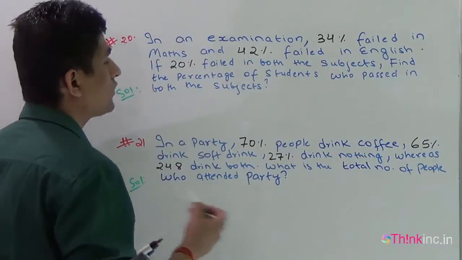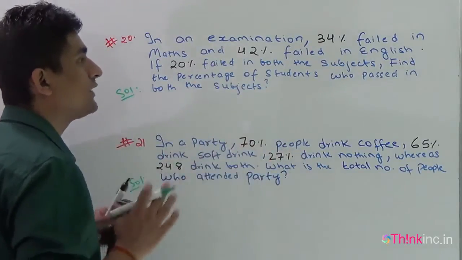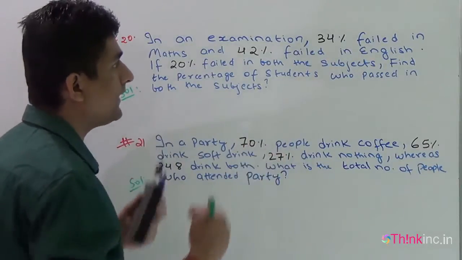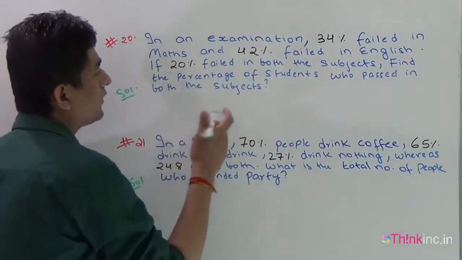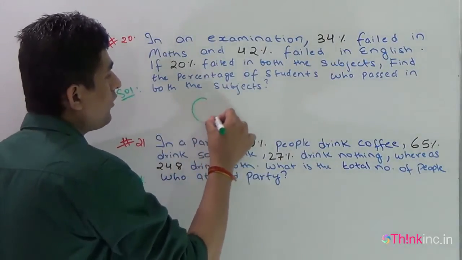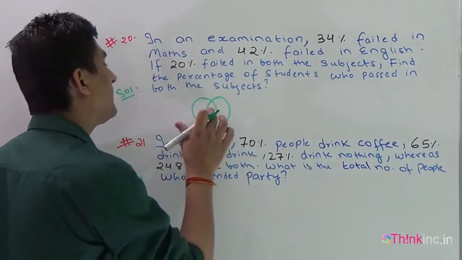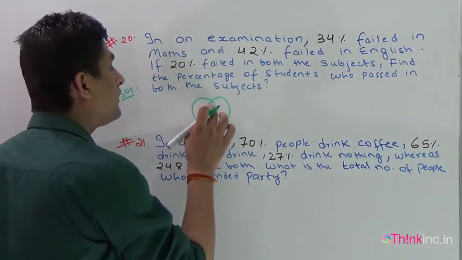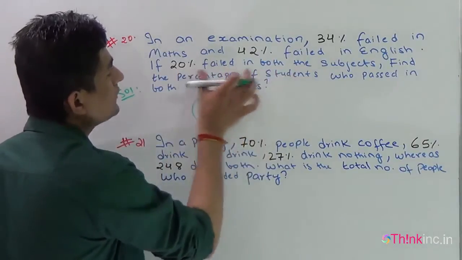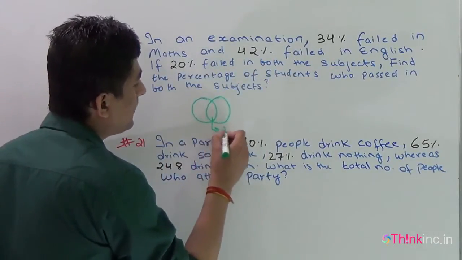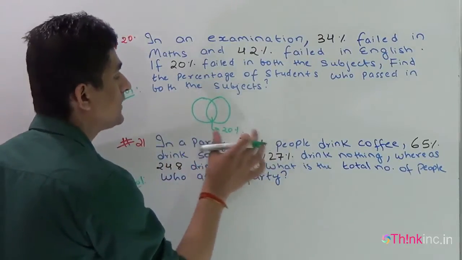For solving questions, we have to first draw a Venn diagram, so that we can easily interpret what the question wants to say. While drawing a Venn diagram, the basic important point is we have to note the common region. Here, the common region will be 20% of the failed students, because this will indicate the students who failed in both the subjects.